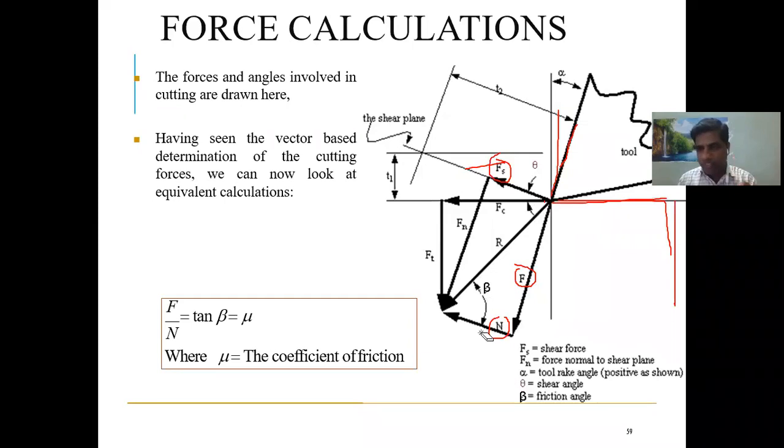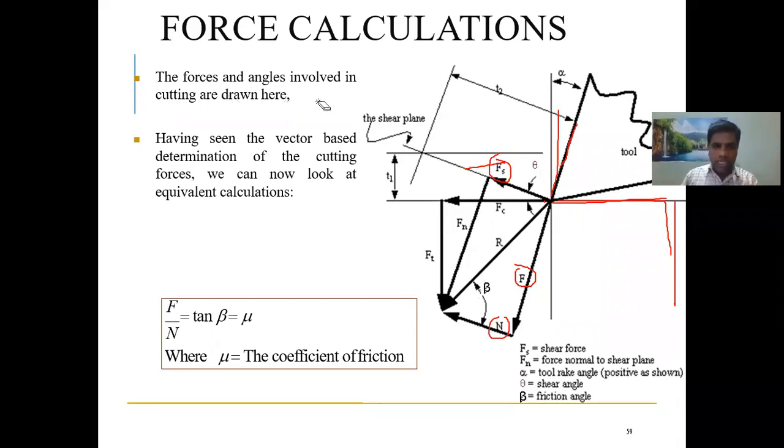What is the coefficient of friction? Between every pair of mating surfaces that are touching each other, there is always some kind of friction. This friction is represented by the coefficient of friction. The tan inverse of this coefficient of friction is called the friction angle. So here beta is nothing but the friction angle.